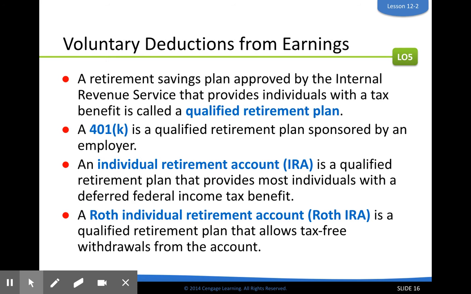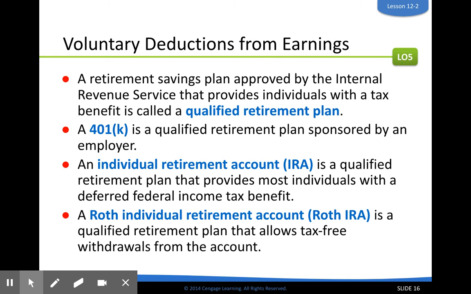So some other things that are options or voluntary deductions from earnings would be retirement plans. So Social Security is a required retirement plan that the federal government requires everyone to pay into. 401k is an optional amount that could be put in if an employer has a 401k. Same thing with an individual retirement plan. So these are optional things that you can withhold money from your paycheck to contribute to these retirement plans.